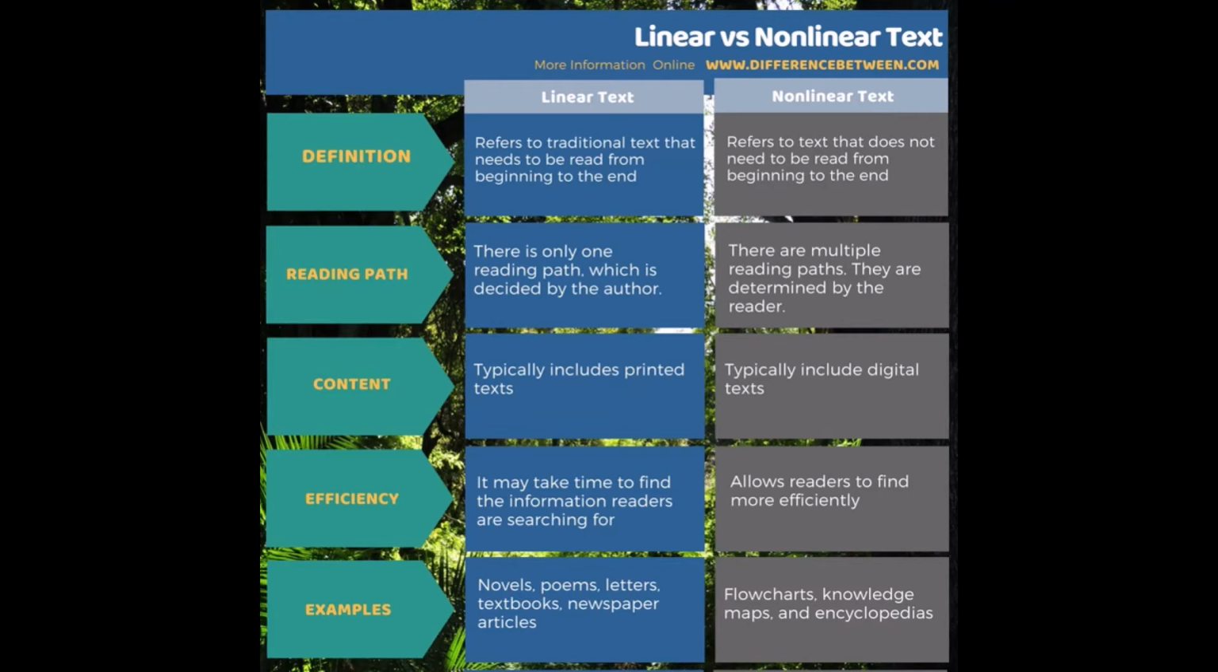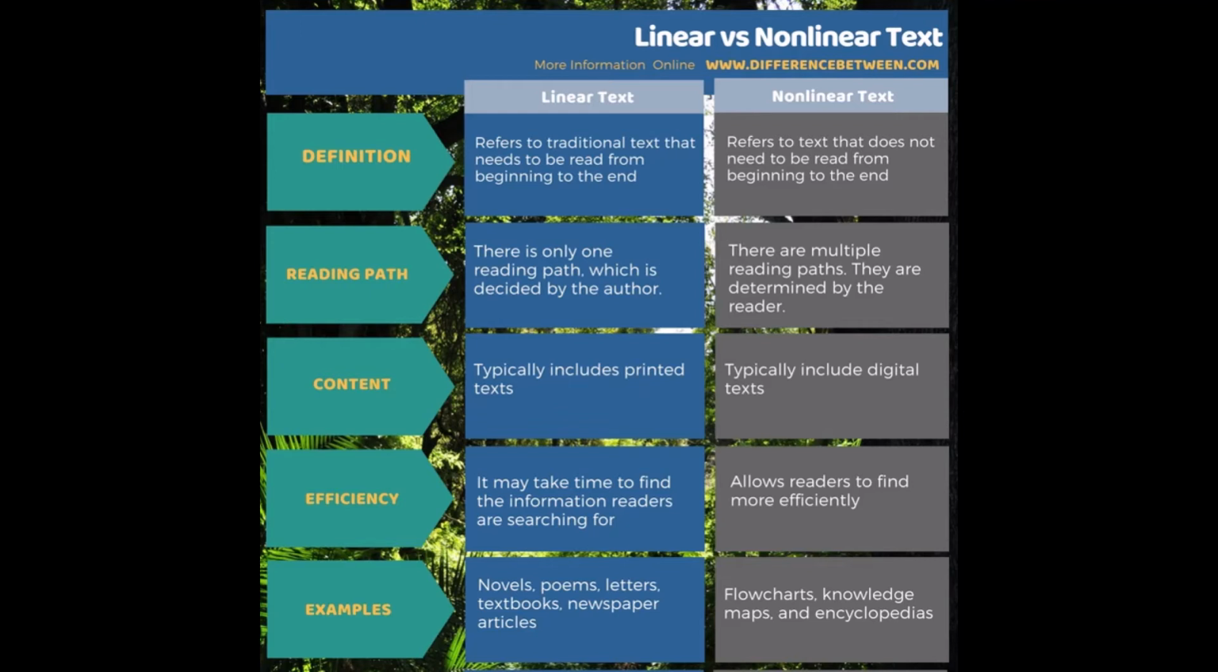On the other hand, nonlinear text refers to text that does not need to be read from beginning to the end, because most of the nonlinear texts are infographics or more on images, graphs, like pie charts, pie graphs, and other kinds of graphs. For the reading path, linear text has only one reading path, which is decided by the author. So the reading path, or how the reader will read the text, depends on the author.